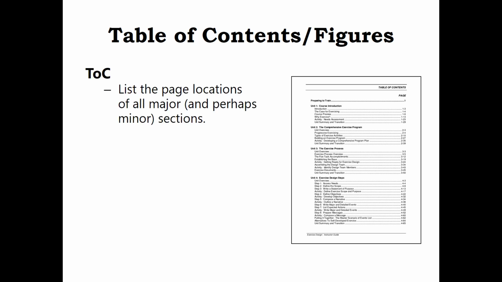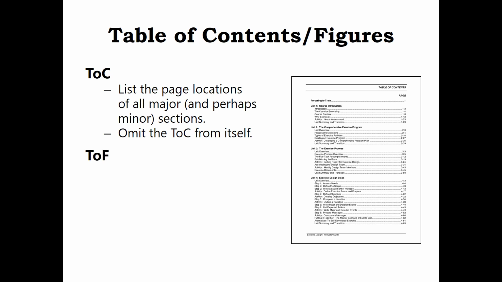The next thing we're going to talk about is the table of contents and/or table of figures. A table of contents lists the page locations of all the major and maybe the minor sections. Make sure you omit the table of contents from itself.